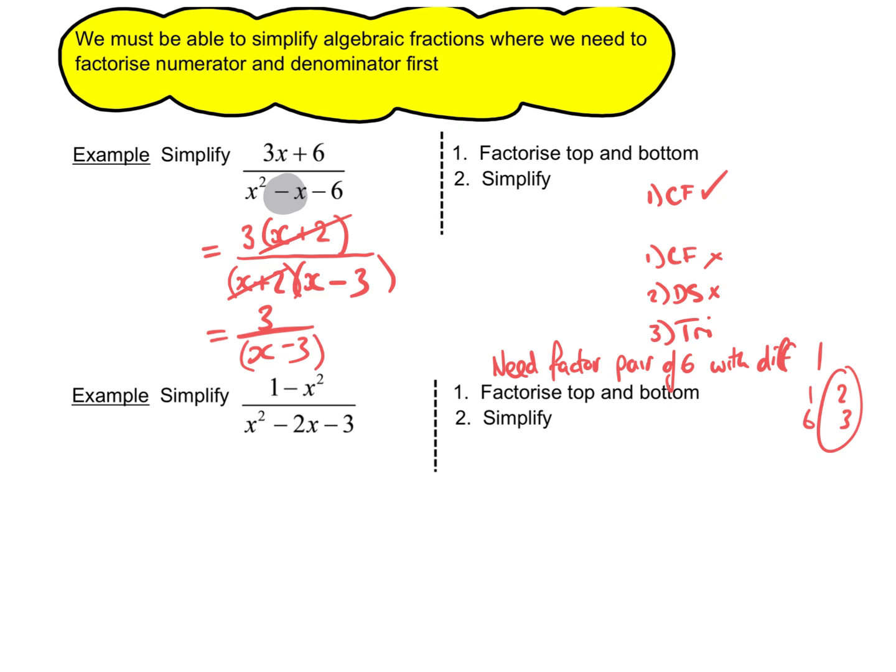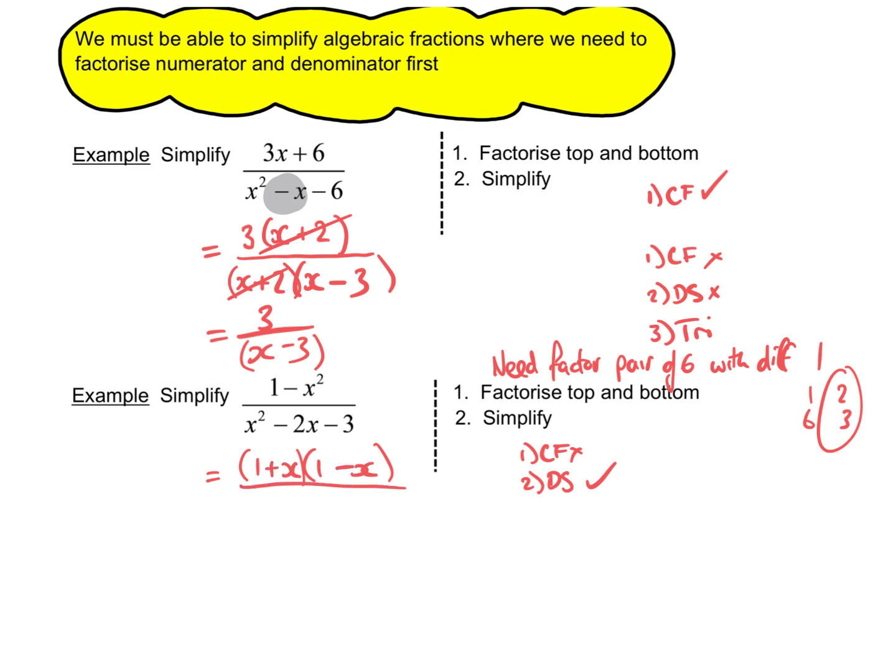We'll do the same for the next one. We'll have a look at the top part here, 1 minus x squared. So 1, is there a common factor? The answer is no. 2, is it a difference of squares? Yes. So 1 minus x squared, that's going to be a difference of squares here. The square root of 1 is 1, so 1 and 1. The square root of x squared is x and x, so we can put them in there. And difference of squares gets 1 plus and 1 minus.